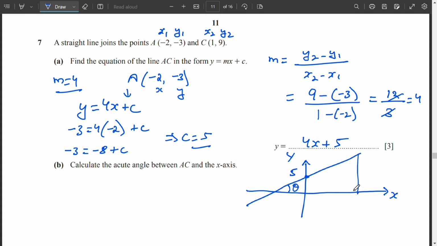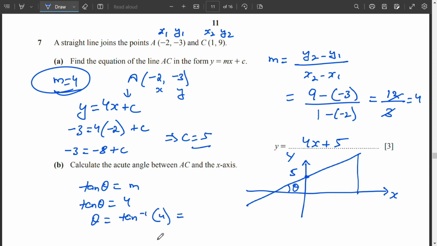We know that tan theta is the slope m, and we have calculated the slope to be 4. So just do tan theta equals 4. So what is theta? Theta is tan inverse 4.